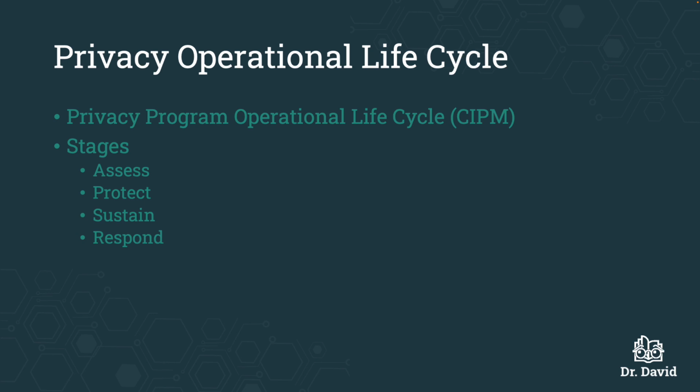There are 4 stages to this privacy operational lifecycle. They are assess, protect, sustain, and respond. This is a very similar formula to what we see with the NIST cybersecurity framework. Again, by assessing, we are identifying our data assets. We are then protecting them. We will sustain and improve our governance posture, and we will respond to incidents as they occur. So again, the underlying principles are virtually identical, as is the cycle. For the CIPP-E exam, this is all you should need to know.